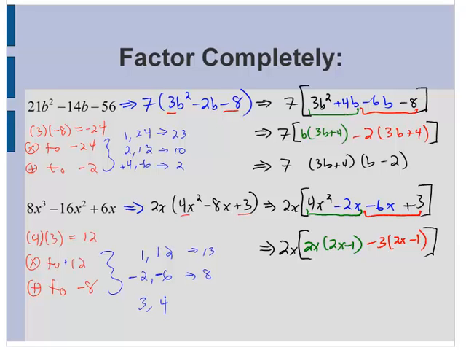And then writing it in its completely factored form, we would have 2x by 2x minus 1 by 2x minus 3. And again, I can remove those brackets. Oop, didn't mean to erase that.